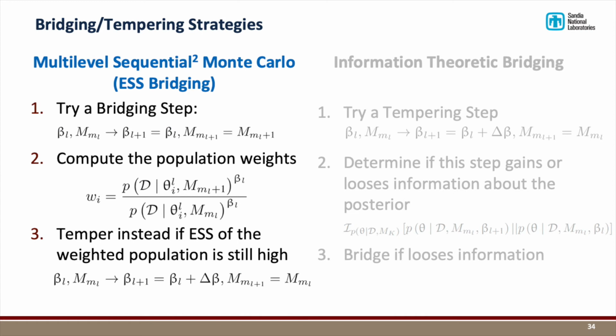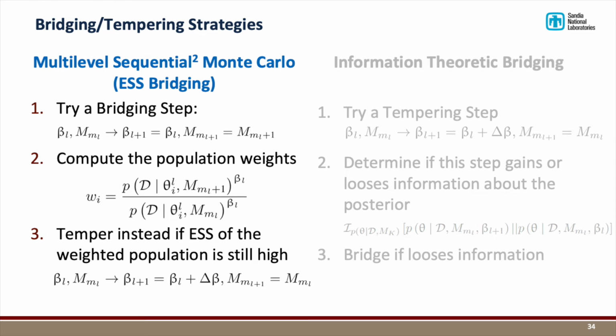So the key question within this algorithm is determining the appropriate annealing factor and model fidelity to use at any given level of ST-MCMC. So we'll discuss two approaches. One is the multi-level sequential Monte Carlo approach, which we call the ESS bridging, and the other is the information theoretic bridging approach that we discuss and develop in this work.